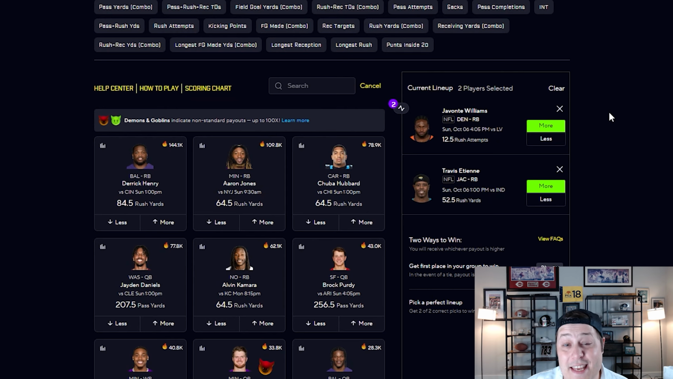And now for the prop side of things, where we've got five props I've already entered that you might want to consider adding to a few slips yourself. So first prop is going to be Javonte Williams over 12 and a half rushing attempts. On books, he's in that minus 125 to minus 130 range out there for the over.